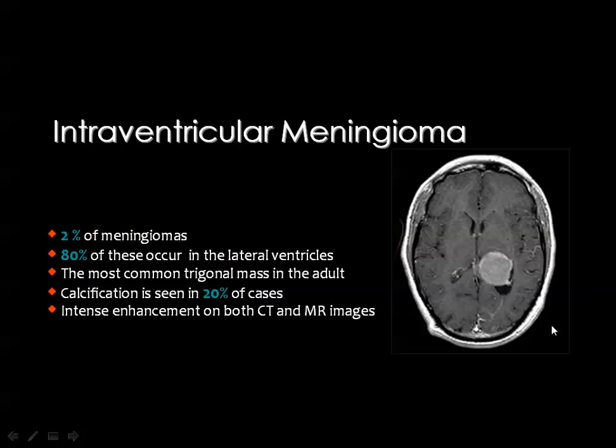The intraventricular meningioma represents 2% of all intracranial meningiomas. 80% of these intraventricular meningiomas occur in the lateral ventricle, particularly the trigone of the left one. And this is the most common trigonal mass in adults, because if this is a child, this is a good diagnosis for choroid plexus papilloma, as we mentioned after that. And calcium is present in the meningioma like any other types of meningiomas, and it shows intense enhancement in both CT and MR images.